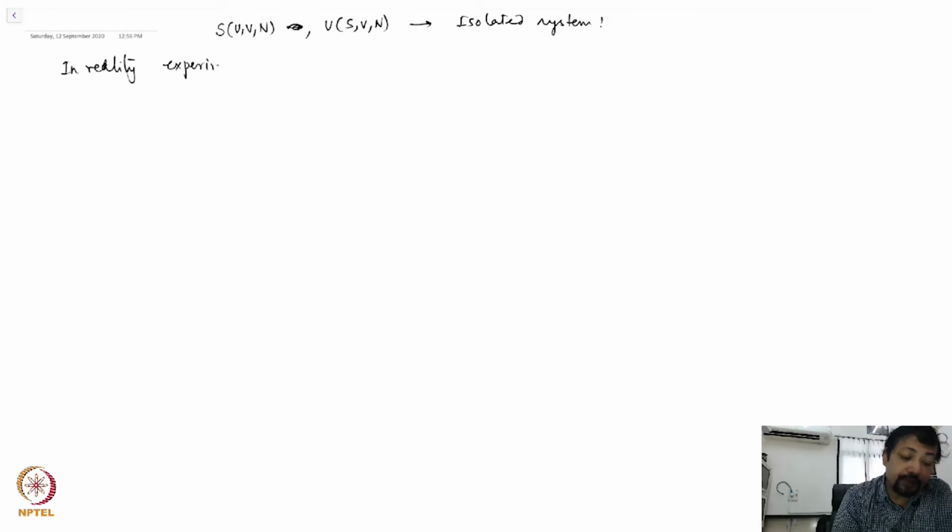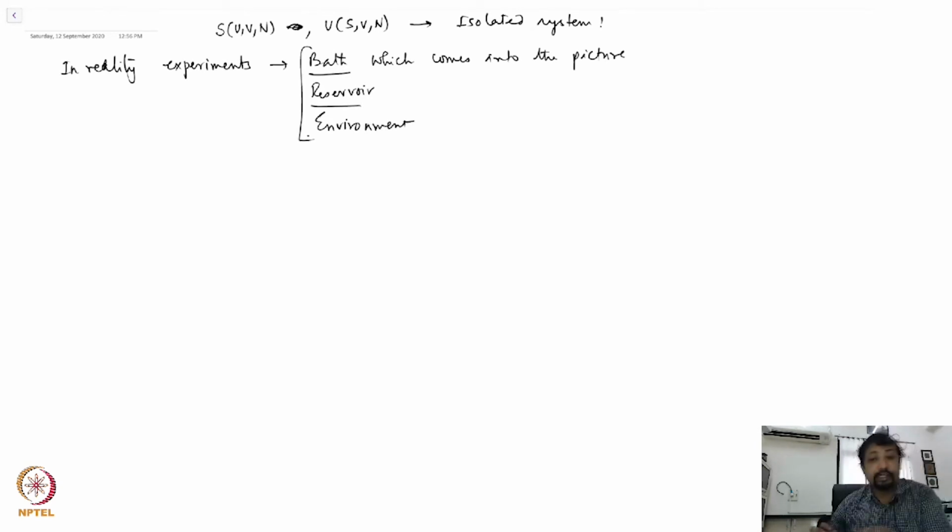Whenever you do an experiment, there is something called a bath which comes into the picture. It has several names: a reservoir, an environment, whatever it is, but it plays a very significant role. For example, if you are doing an experiment in a beaker with a liquid, this part of the surface is exposed to the atmosphere, right? And it maintains a constant pressure.